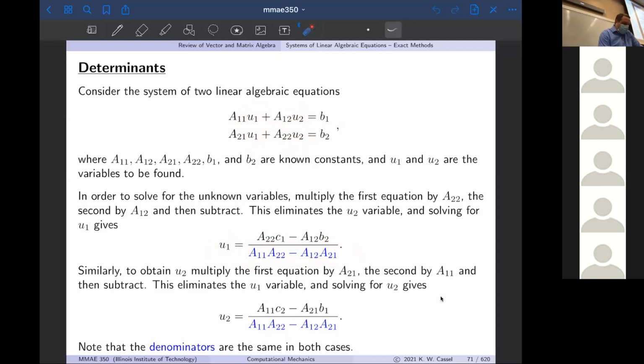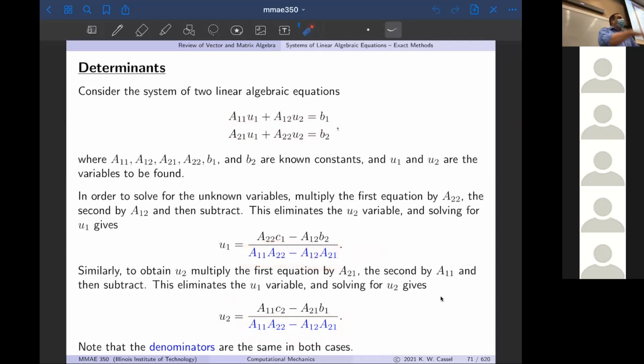If I want to do the same thing to get U2, then I need to eliminate the U1 terms. So I multiply the first equation by A21, the second equation by A11, subtract them again, and then I get this expression for U2. Again, I don't really care about the details, but look at the denominators in both cases. The denominators are exactly the same. That denominator is called the determinant. It's a special number that characterizes the coefficient matrix A. It only involves A. There are no B's in the denominator. It's the same for all the U's.